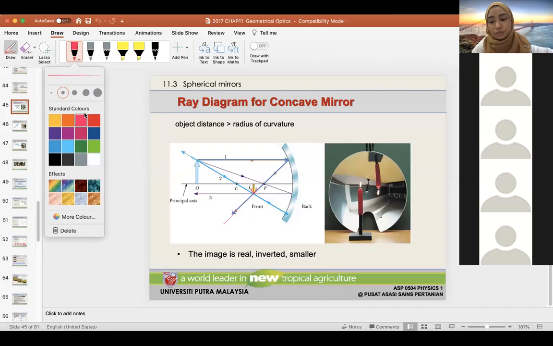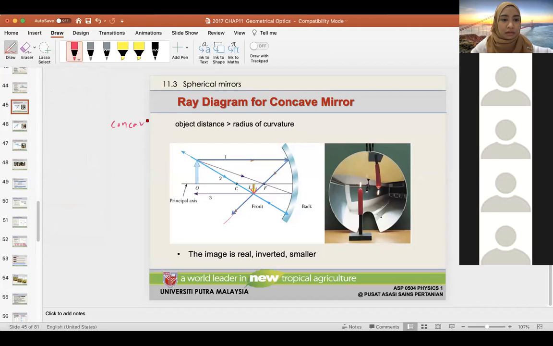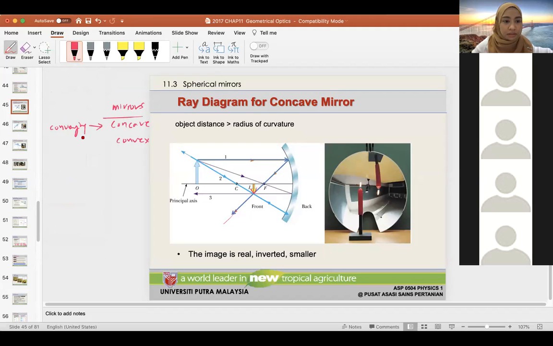So we went into mirrors, right? We talked about concave and convex. And we know that concave is a type of converging mirror, and convex is a type of diverging mirror. And with respect to the mirrors, you have to know how to draw the ray diagram and also the equation.